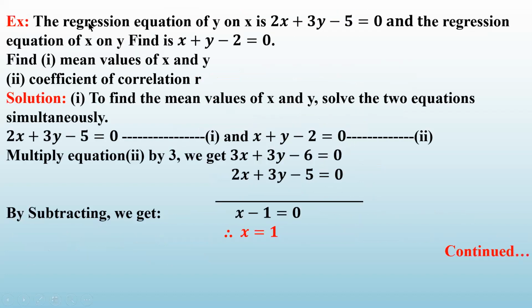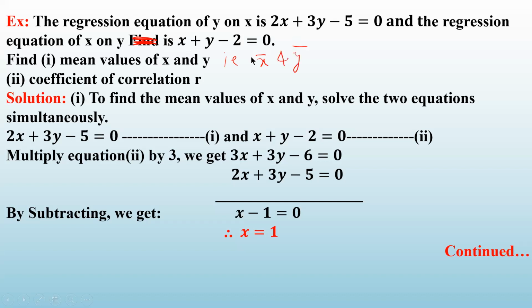Look at the first problem. The regression equation of y on x is 2x plus 3y minus 5 equal to 0. And the regression equation of x on y is x plus y minus 2 equal to 0. So here you are given two regression equations. One is y on x, and this one is x on y. And what is asked? Find the mean values of x and y. That means you have to calculate x bar and y bar.